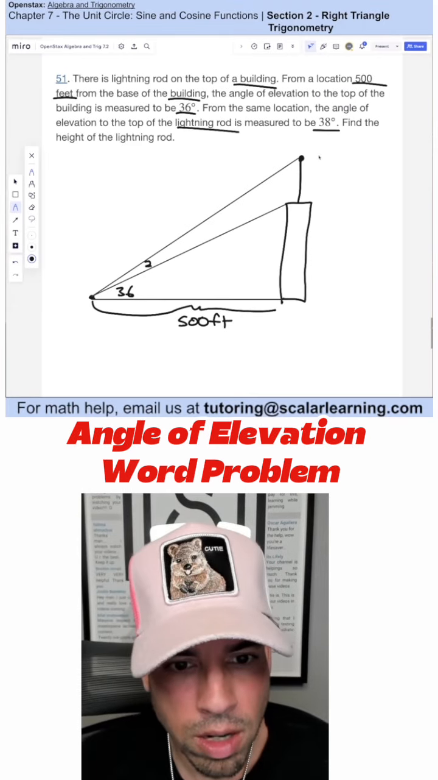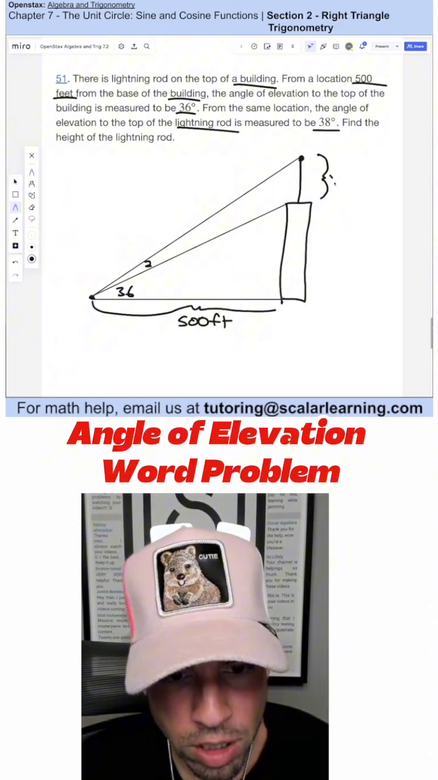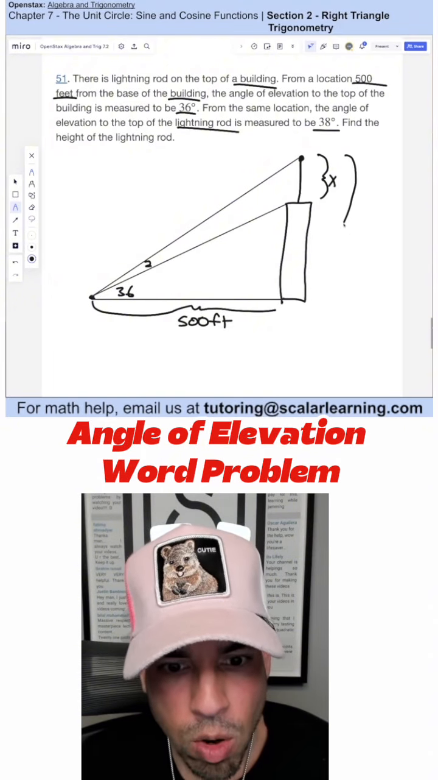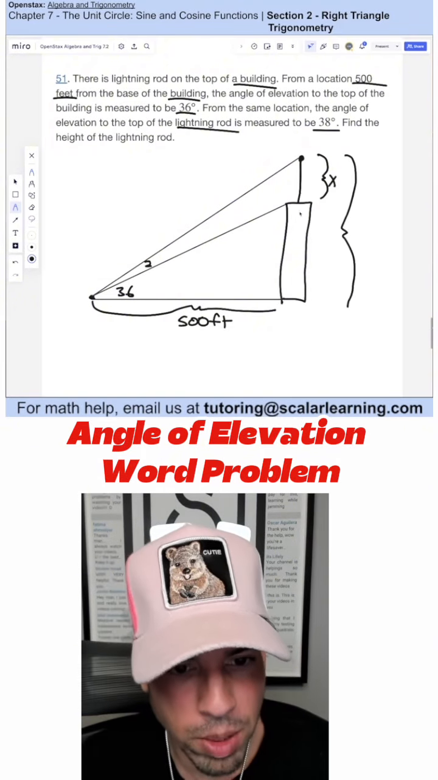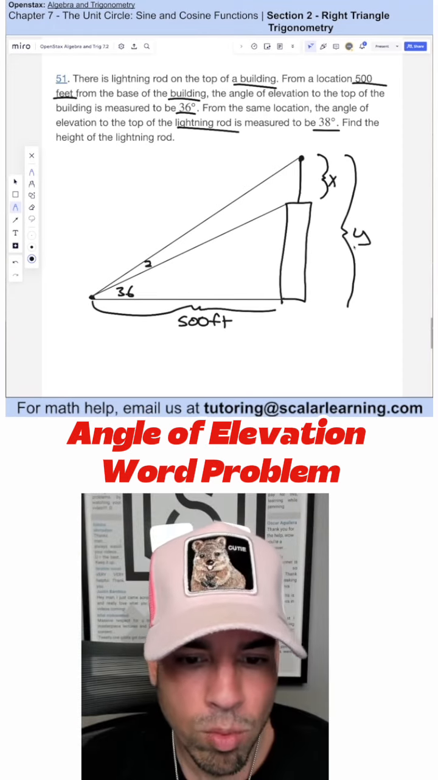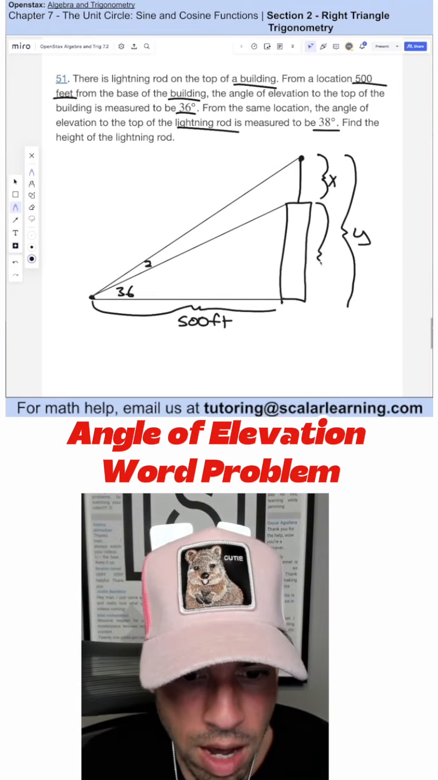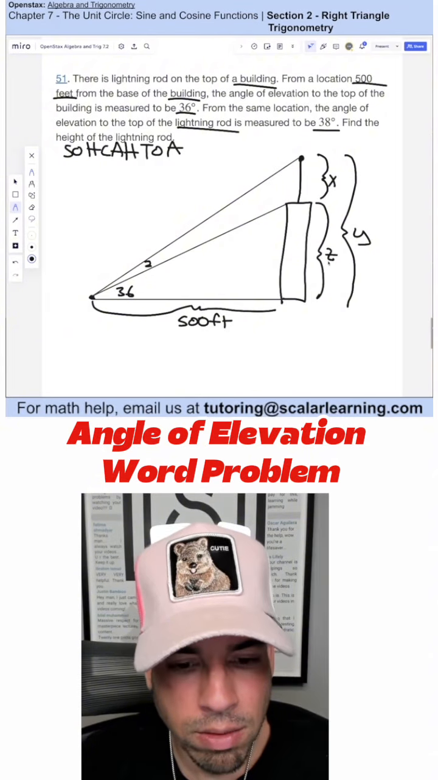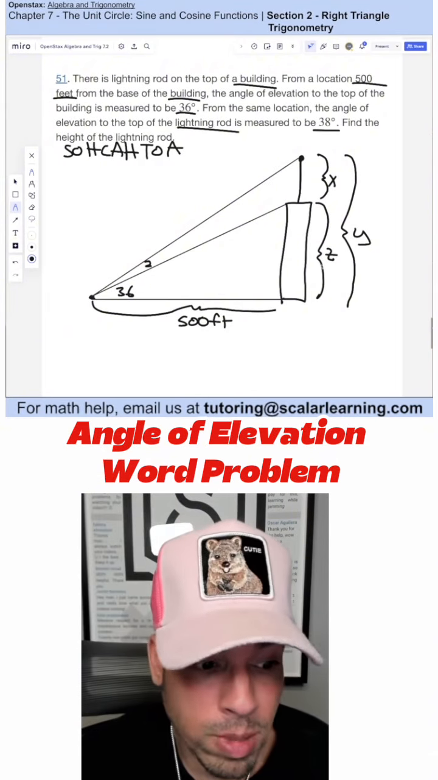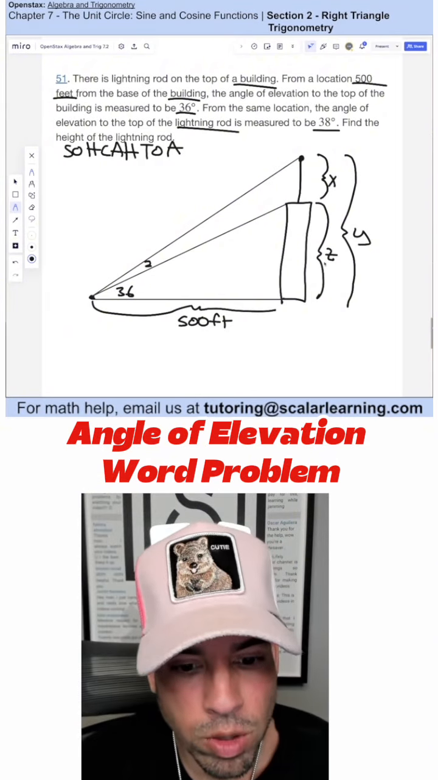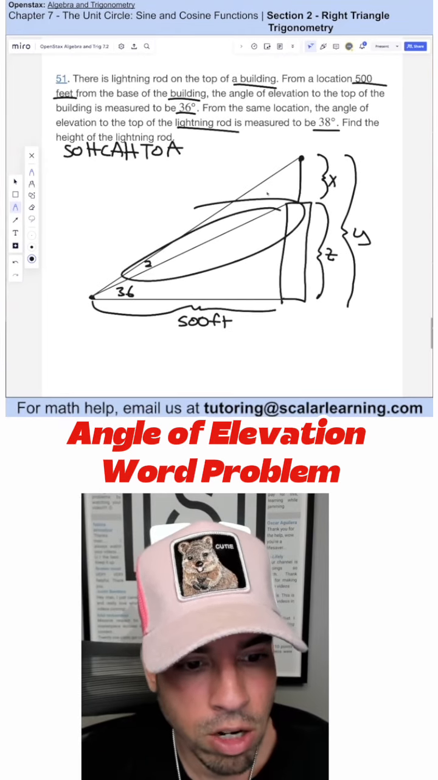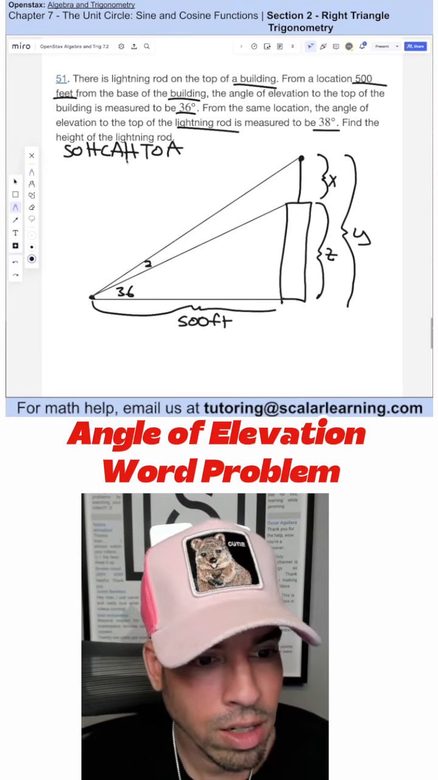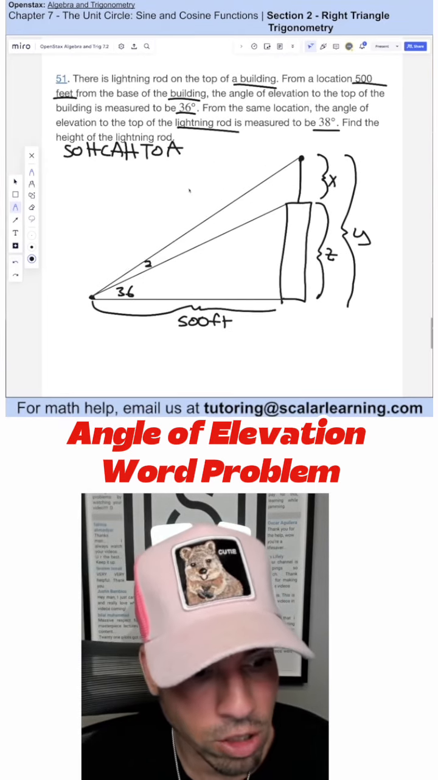They want the height of the lightning rod, which is just this, which is x. And then we also have this entire height of the building plus everything, which we'll call y. And then we've got the height of just the building. We'll call that z. So if I can find y and I can find z and then just subtract, I should be good to go. Let's start with the appropriate function. Again, I don't really care about these hypotenuses, so sine and cosine probably aren't the right functions. Tangent makes a lot of sense.